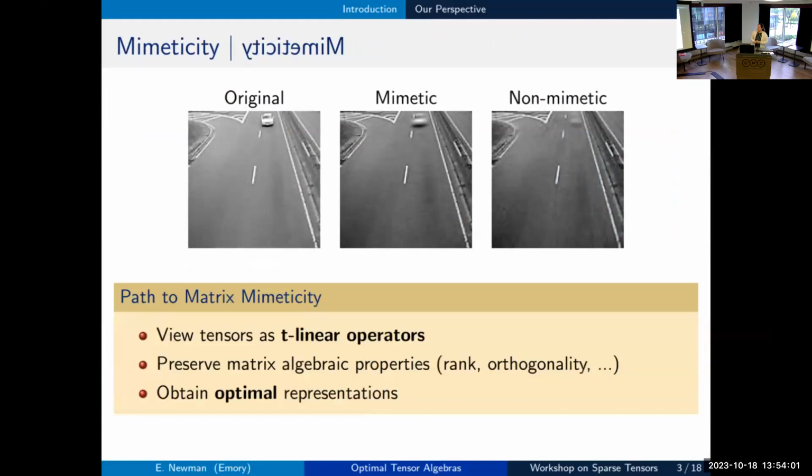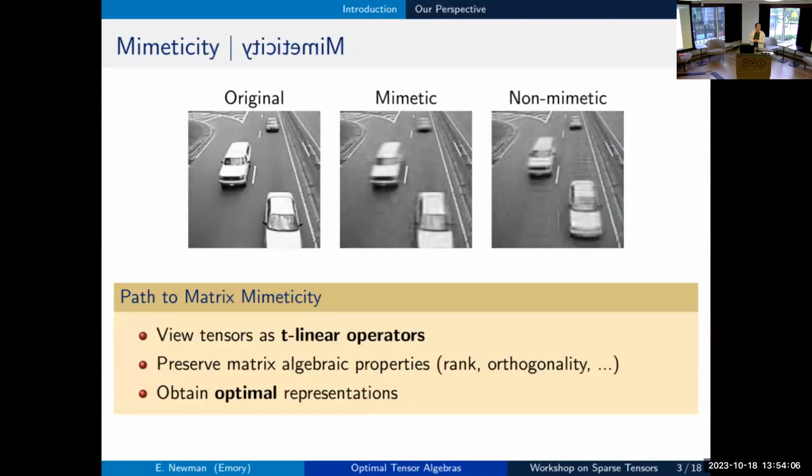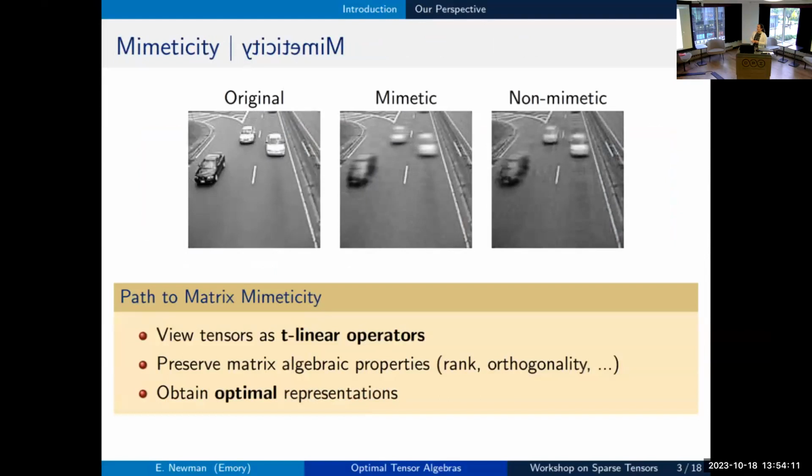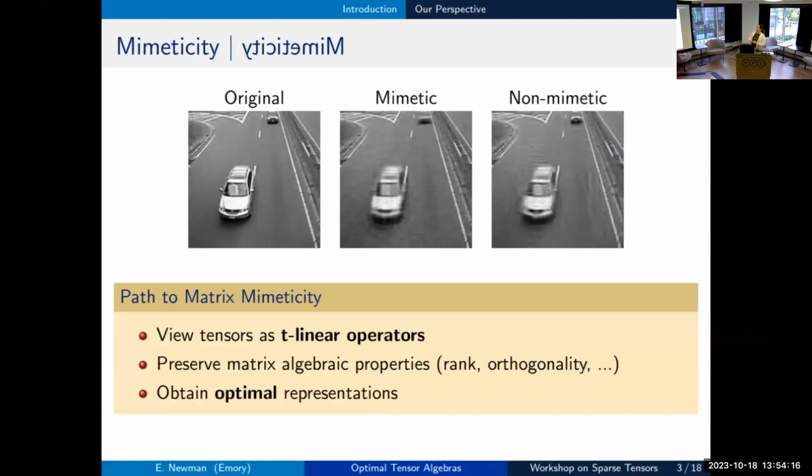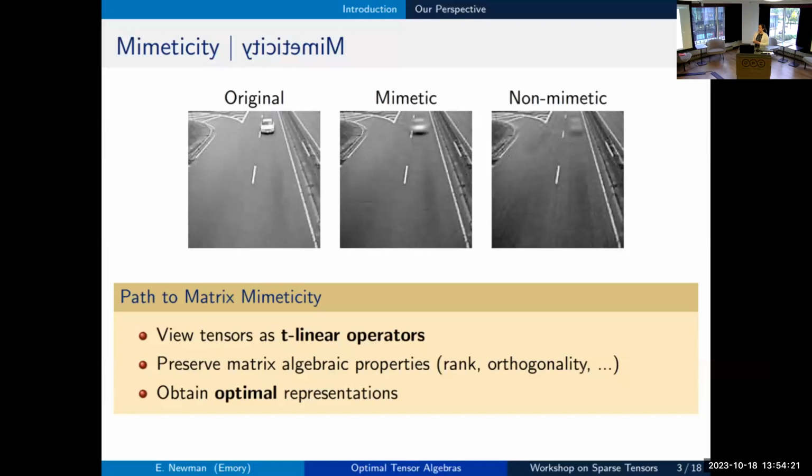You see, we have some video data that we want to compress. We have a mimetic approach and a non-mimetic approach that have about the same storage costs. And in the mimetic approach, we get a pretty clean approximation. In the non-mimetic approach, you see these ghosting artifacts appear. So there's some empirical advantage of using mimeticity.